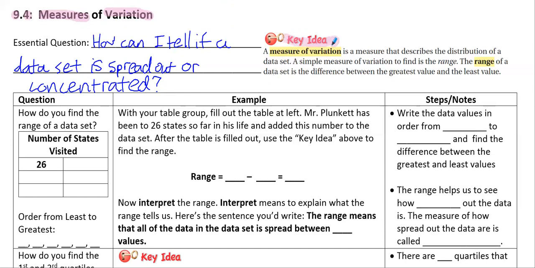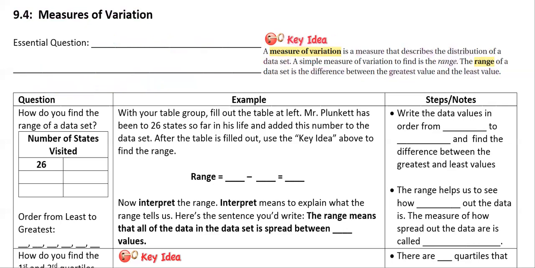So, key idea. A measure of variation is a measure that describes the distribution. That means how spread out a data set is. A simple measure of variation is something called the range. The range of the data set is the difference between the greatest value and the least value. So the range is just taking the greatest value, subtracting the least value. I think we can handle that.